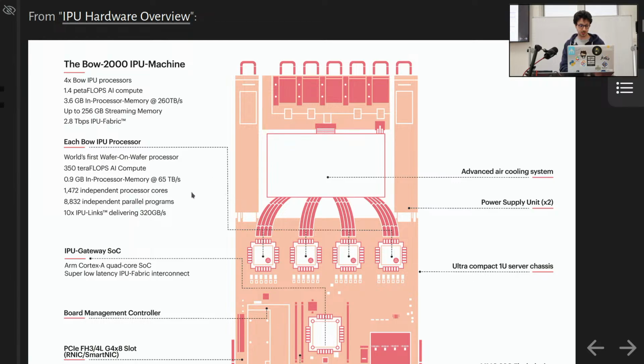each chip. And usually these chips come on a single board of 4 of these IPUs, so in total you get 3.6 gigabytes of memory with 260 terabytes per second of bandwidth, and in terms of petaflops, I think this is expressed in half precision, and it's 1.4 petaflops of compute.